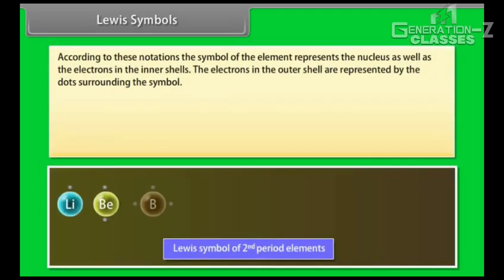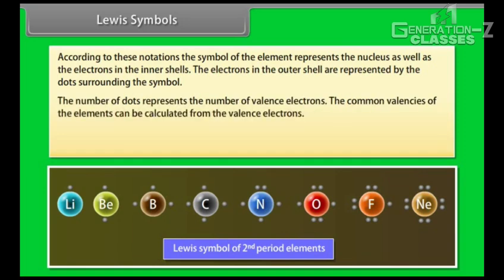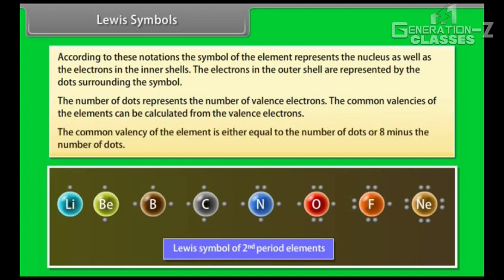Lewis symbols. According to these notations, the symbol of the element represents the nucleus as well as the electrons in the inner shells. The electrons in the outer shell are represented by dots surrounding the symbol. The number of dots represents the number of valency electrons. The common valencies of the element can be calculated from the valency electrons.